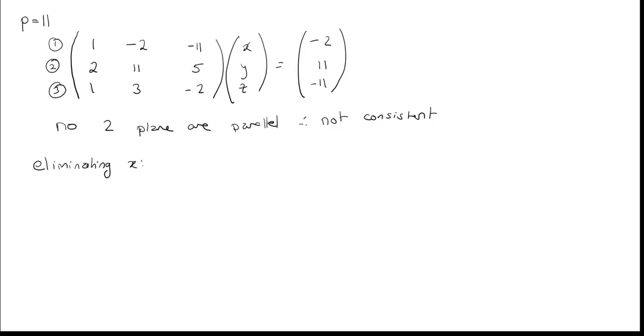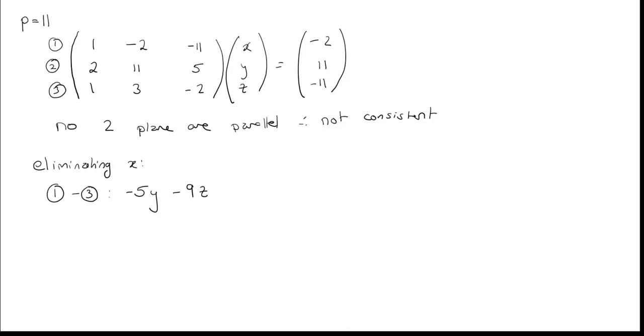If I want to eliminate x, I'm going to eliminate it from rows 1 and 2. So I'm going to do row 1, take away row 3. If I do row 1, take away row 3, 1 minus 1, so that's the x term gone. Minus 2 minus 3 gives me minus 5y. And I'm going to do minus 11 minus 2. Minus 11 minus, so plus 2, so minus 9z.